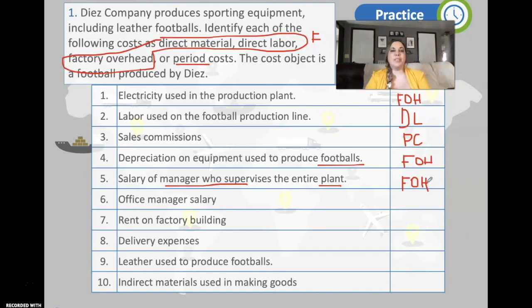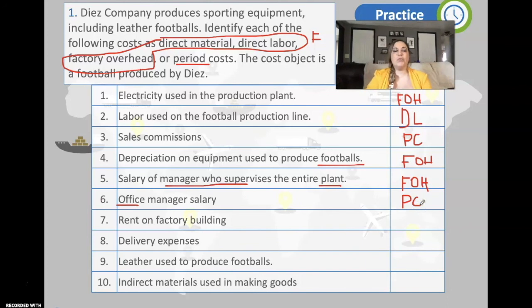Okay. Number 6, office manager salary. So we're talking about managers again, but in this case, it's for the office. Does an office have anything to do with producing the footballs? No, right? So it's not a factory cost. This would be a period cost because it has nothing to do with the actual plant, period cost.